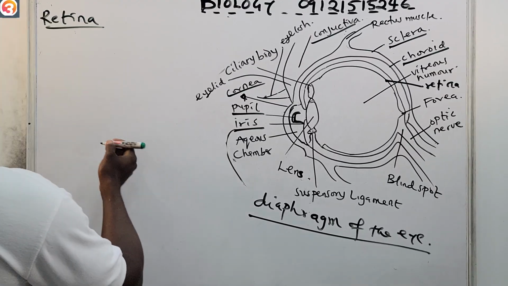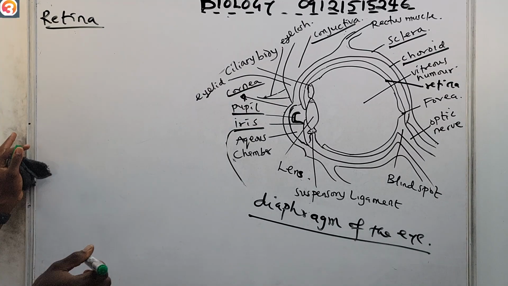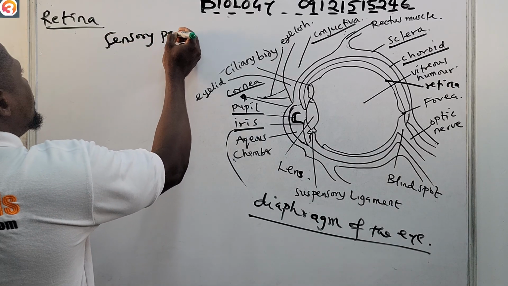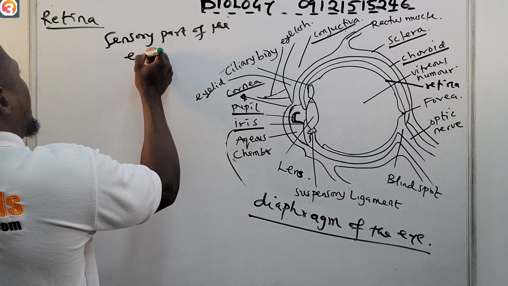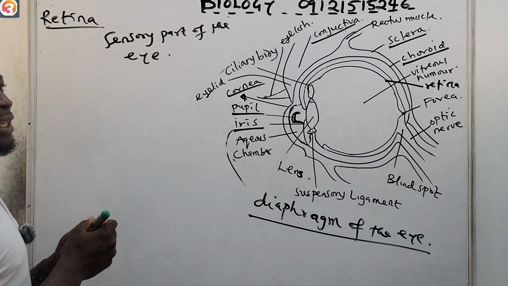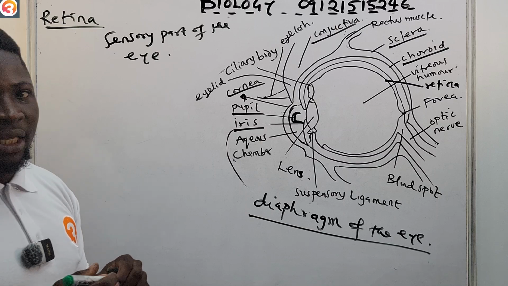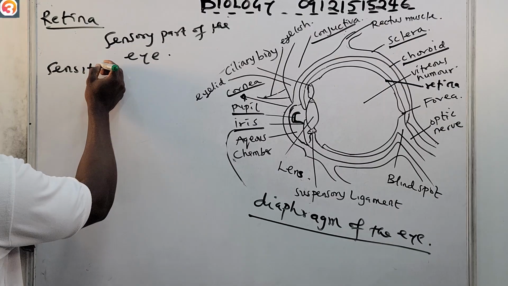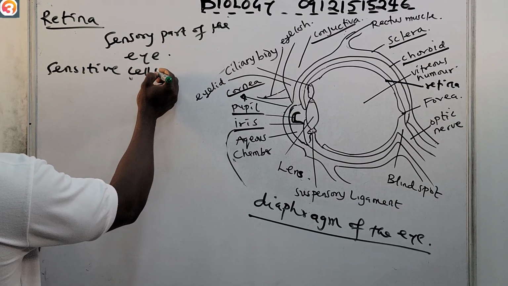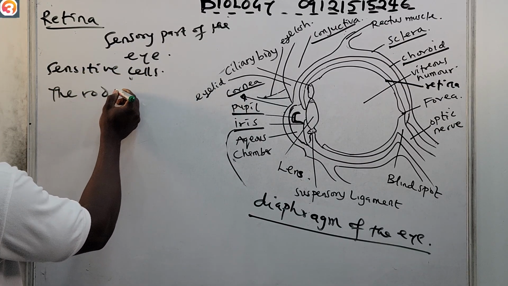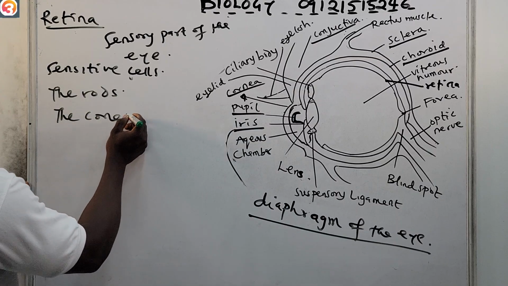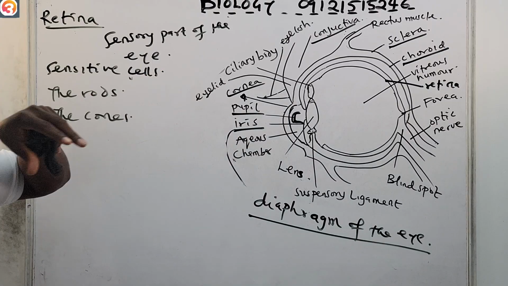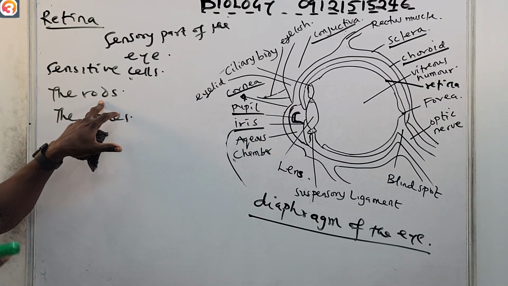Okay, so now let us look at the retina. Now, the retina is the sensory part of the eye. The reason why we call it the sensory part of the eye is because it contains sensitive cells. So in the retina you find sensitive cells. You find the rods, and you find the cones. It contains the rods and the cones.